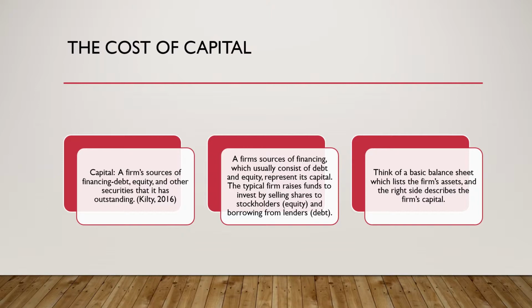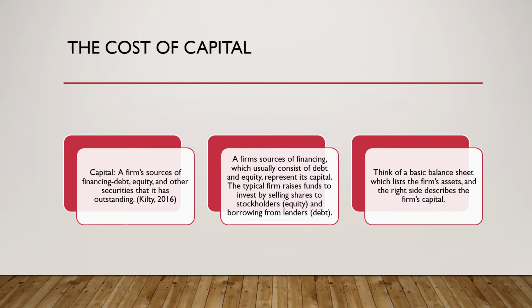According to our textbook, capital is a firm's sources of financing: debt, equity, and other securities that are outstanding. A firm's sources of financing, which usually consist of debt and equity, represent its capital. The typical firm raises funds to invest by selling shares to stockholders, which represents the equity, and then borrowing from lenders, which represents the debt.